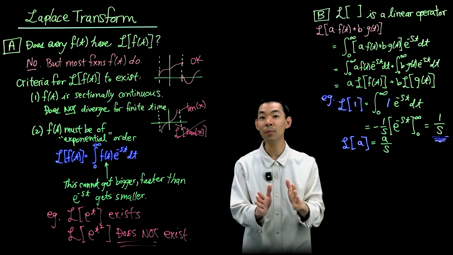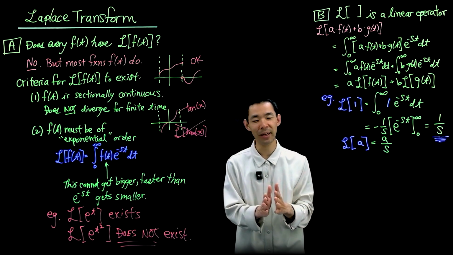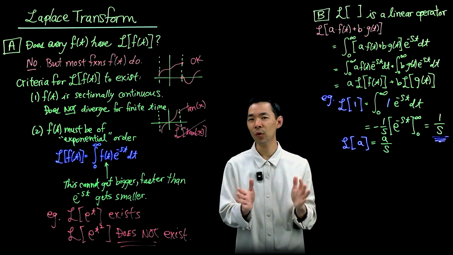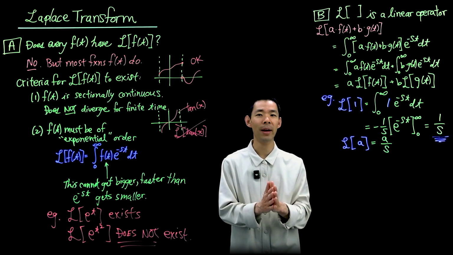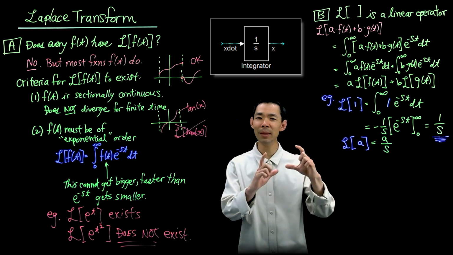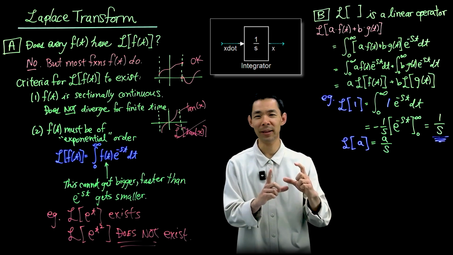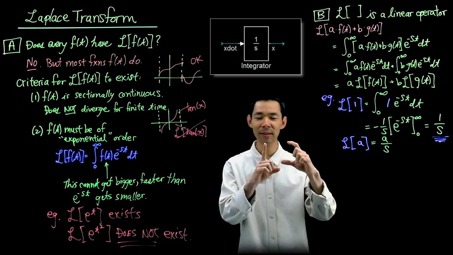So for some of you who've worked with Simulink in the past, for example, in your control or process control class and feedback class, on the block diagram on Simulink, there's a diagram.